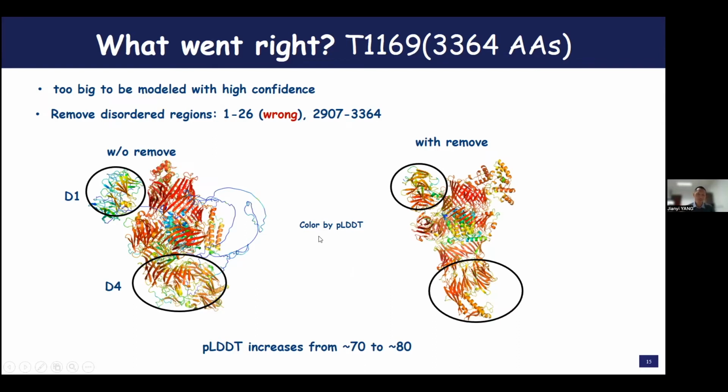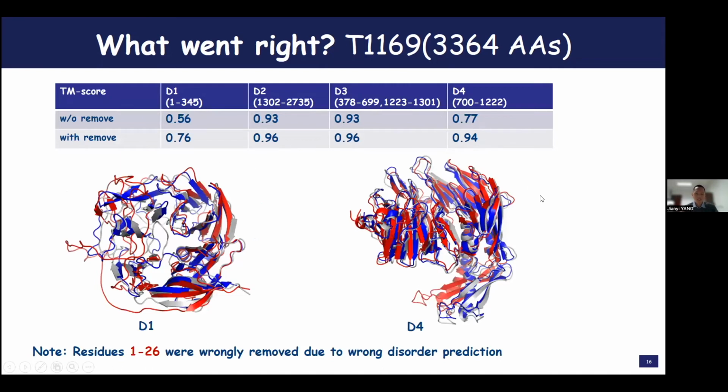But we didn't split them into domains because we already got enough homologous sequences for this trimmed version of the target. So you can see for D1 and D4, the structure models are improved greatly in terms of TM score, but D2 and D3 are similar. But here there is still one problem. When we predict disorder with Disorder3, you can see here the N-terminal region, these residues are removed wrongly, but in fact they are ordered in the structure. So this TM score is in fact very high, but if you put them back, you will get a higher TM score. So this may be an indicator that we need to be cautious when we remove disordered regions.